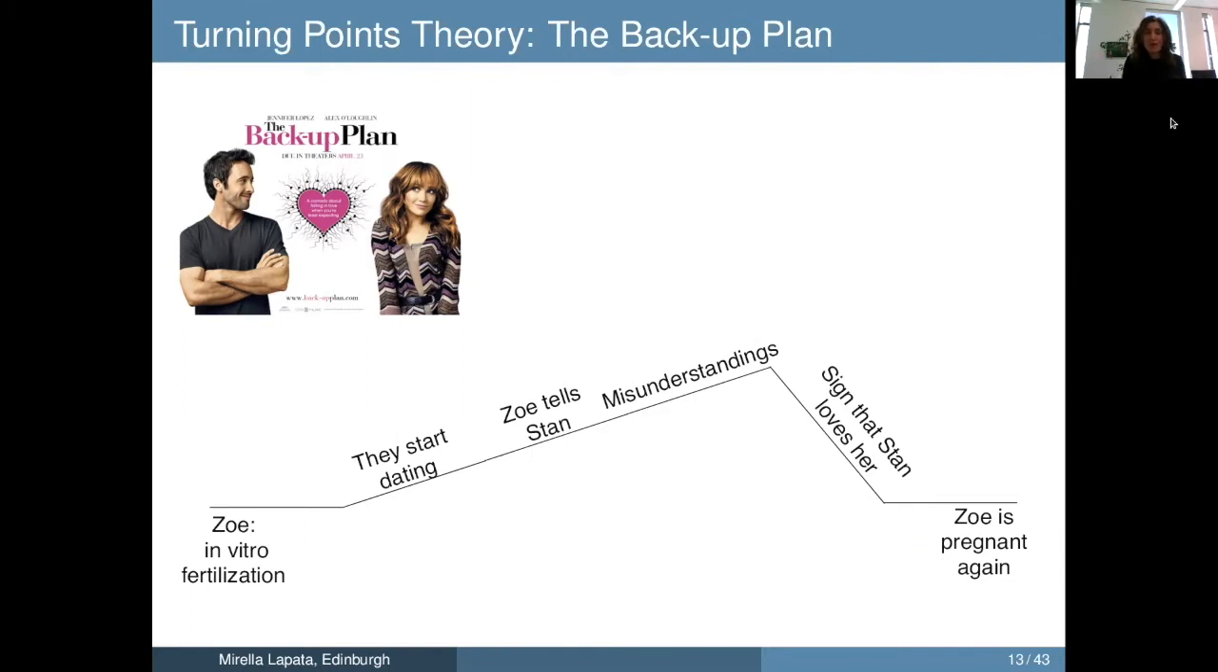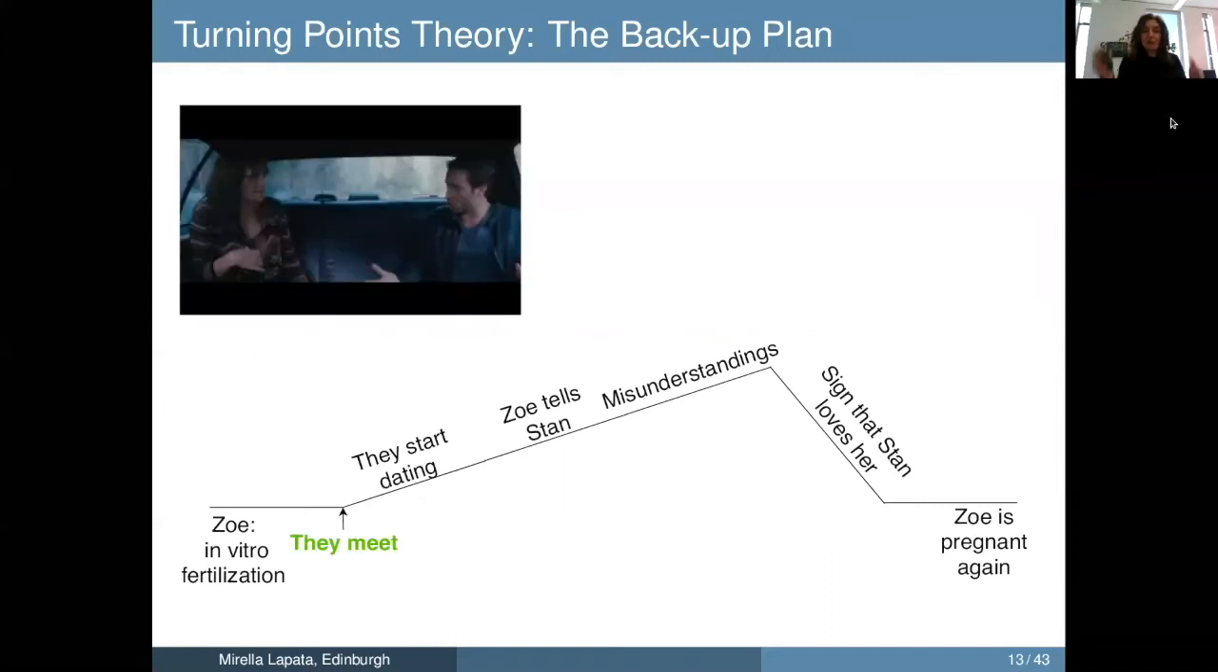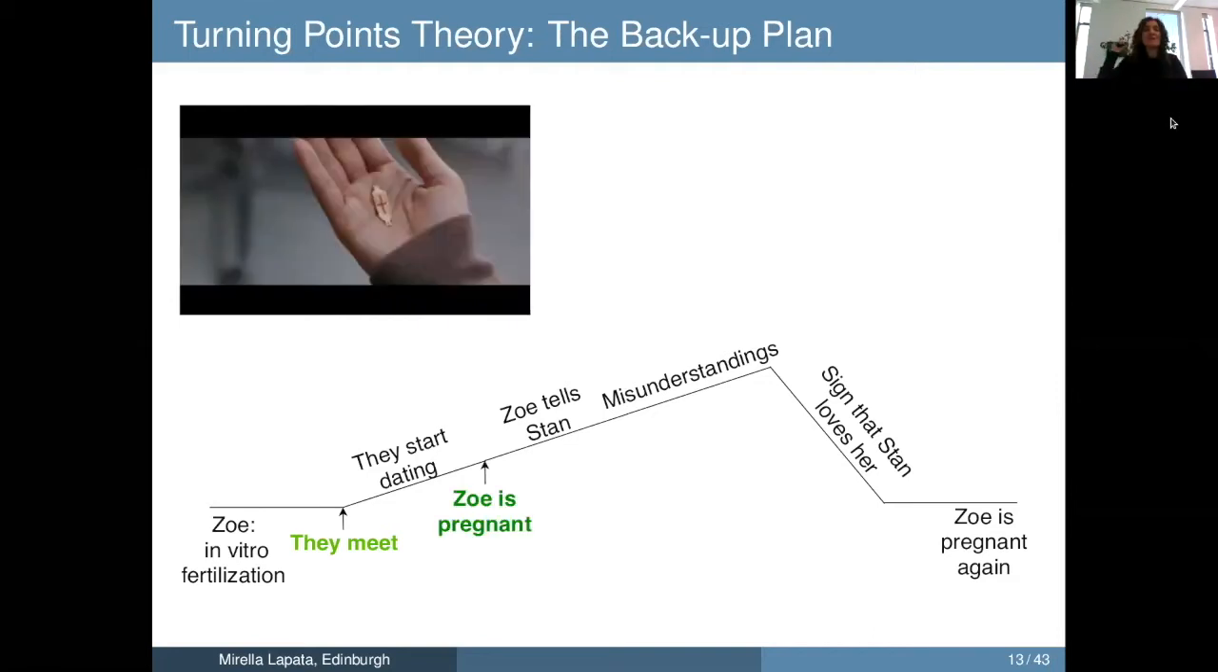And so the movie starts, and we see Zoe coming out of the clinic after she has done this in vitro fertilization, at which point she meets Stan, this guy that you see in the picture, and this is the opportunity. So they like each other, they start dating, and Zoe finds out she's pregnant.